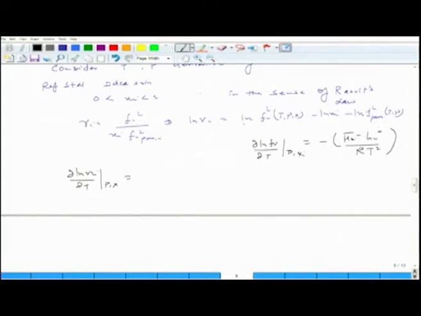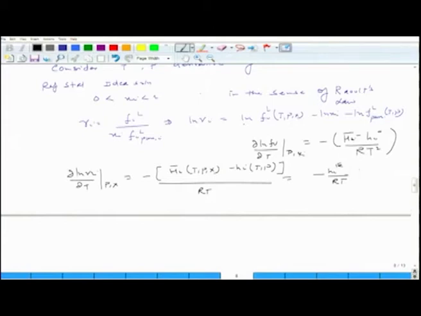So, since it is a given temperature, the Hi 0 will cancel out. So, what remains is nothing but the following. Only Hi will remain. Okay. So, this will be minus Hi E by RT.